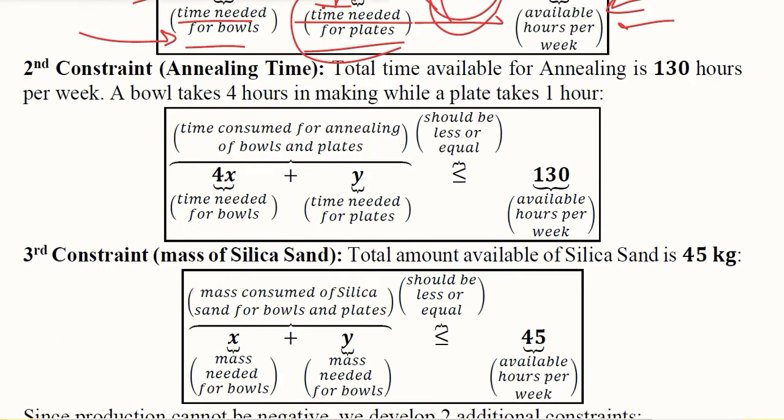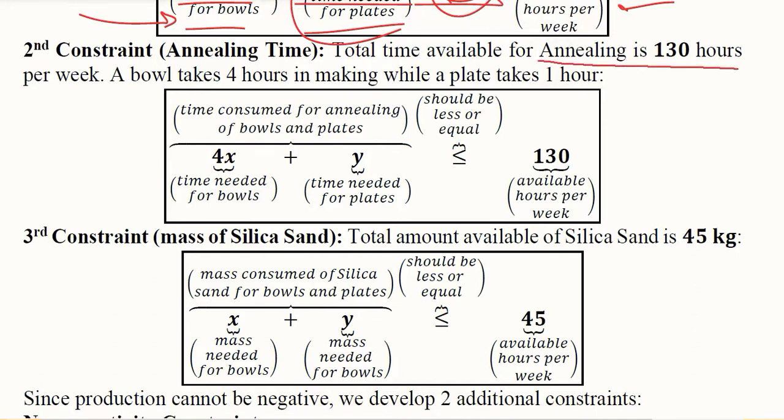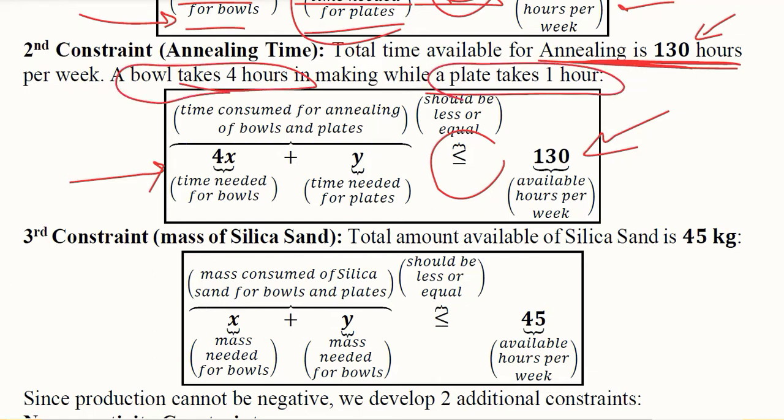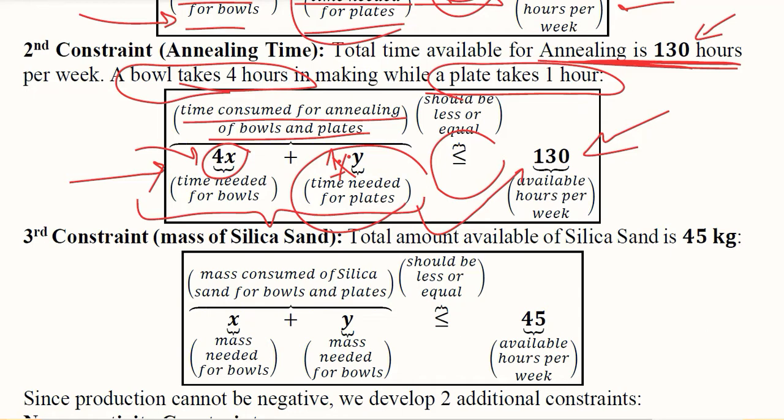Similarly, annealing is another process in the making of glassware, and its total time which is possible in that firm is 130 hours. So the time that we use for annealing should be either equal or less than the 130 hours. Now this is 4x, that is 4 hours are required for the annealing process of bowl, and 1 hour is required for the annealing process of plate. So y is written here, 1 into y, and 4 hours for each bowl are required for annealing process. So adding both of these times of annealing, we get the total time, which should be at max equal to 130 hours or should be less than the 130 hours. Time consumed for annealing of bowls and plates is something that we are trying to put in a constraint here.